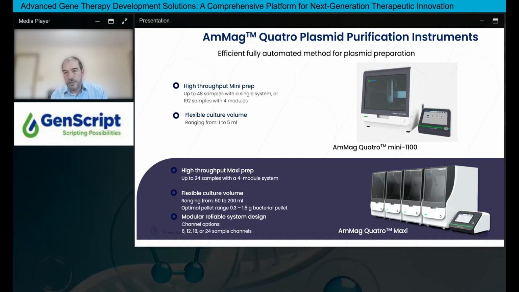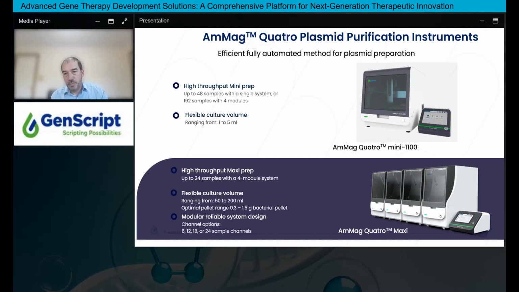If that is insufficient for your research, then we also offer a maxi prep, fully automated system. This system is capable of purifying up to 24 samples at a time with up to 4 modules. Each module attached to the controller can purify 6 samples. And the starting volume can be from 50 milliliters to 200 milliliters, or 0.3 grams to 1.5 grams of bacterial pellet.